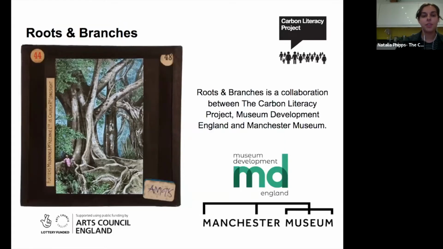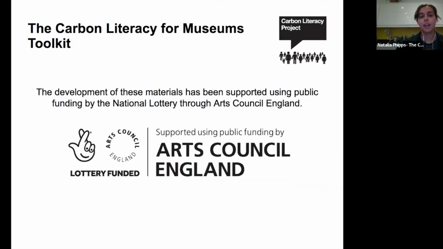So the Roots and Branches project is the collaboration between the Carbon Literacy Project, Museum Development Northwest and Manchester Museum, which aims to support the museum sector to become environmentally active and aware. And we'll talk about this a little bit more later on, but just as an introduction, the project was launched to coincide with the start of the COP26 conference and seeks to support 1,500 museum sector staff to become carbon literate over the next 2 years. So it's a really exciting and ambitious project. And the development of these materials has been supported using public funding by National Lottery through Arts Council England.